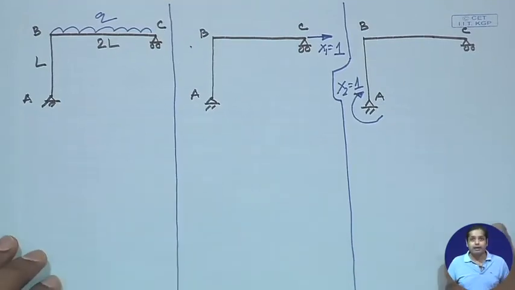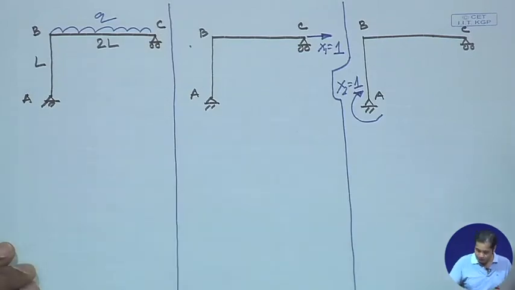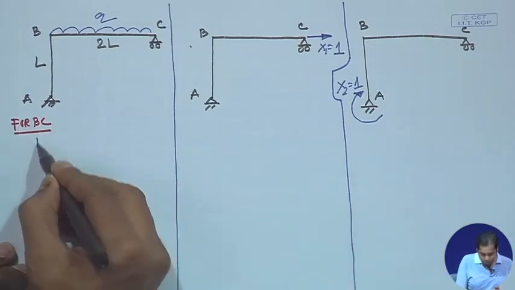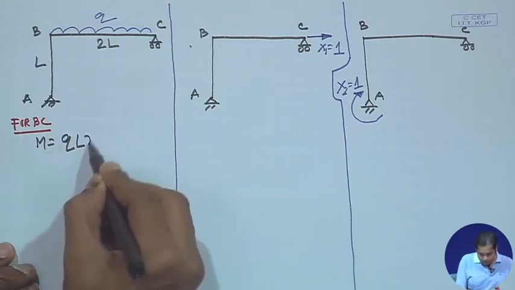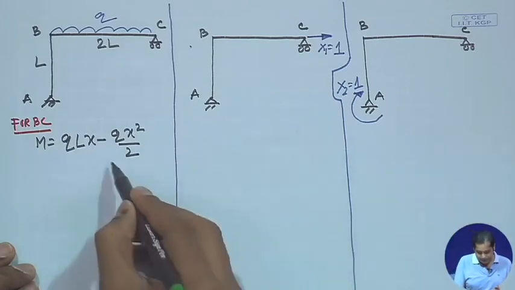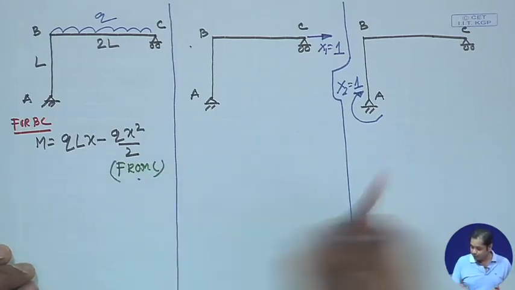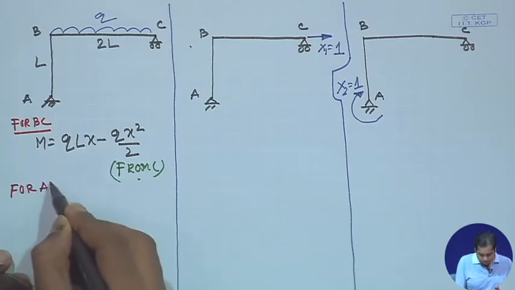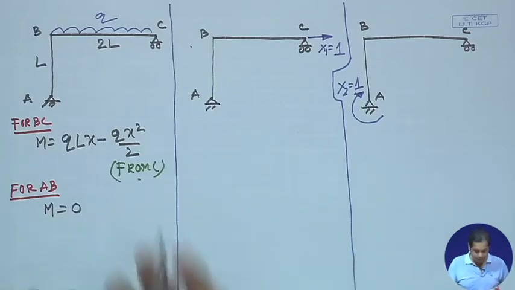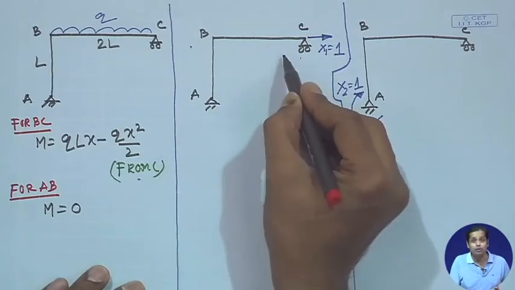Now, for this we have just now done for AB, for BC. For BC, the expression for M will be Q L x minus Q x square by 2, and in this case your x is measured from C. And then for AB, M is equal to 0. M is equal to 0, right. So, this we already have. And then in the second case, for this also we already have.